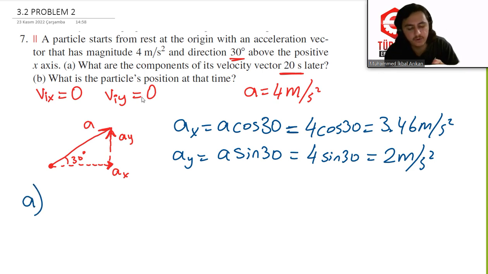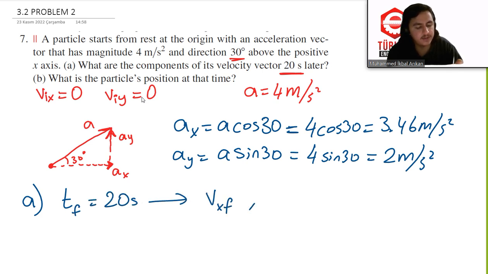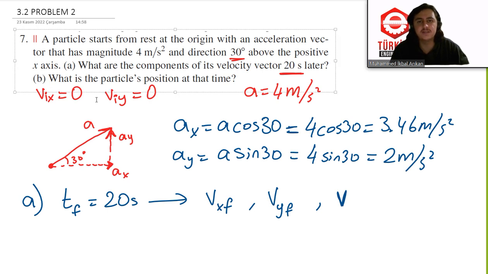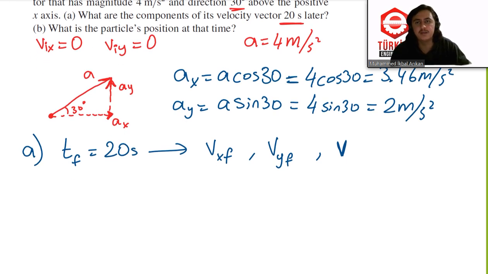So I can find part A. It's asking for when time final equals 20 seconds, what is Vx final and what is Vy final? And we will calculate V also, the resultant velocity. Then we will see part B, what is the particle's position. So we will solve for displacement in part B, but we will start by just velocities.